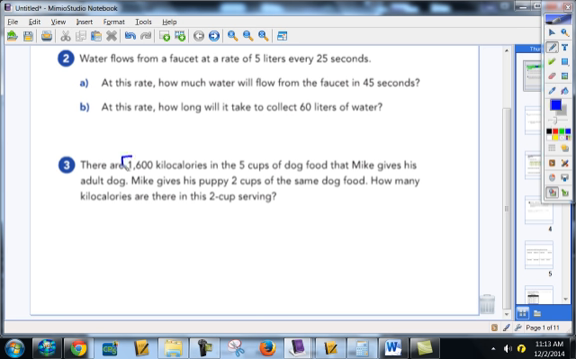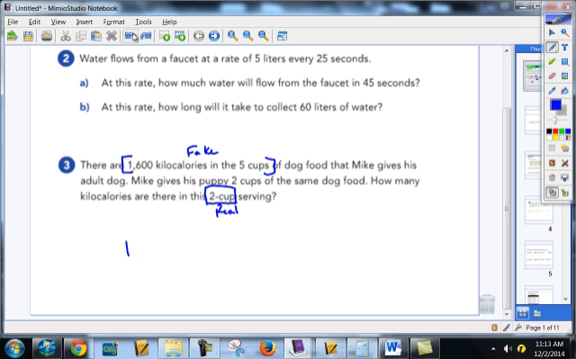There are 1,600 kilocalories in the 5 cups of dog food that Mike gives his adult dog. Mike gives him 2 cups of the same dog food. How many kilocalories are there in the 2-cup serving? So again, we are given there's our real information right there. I'll put a box around real. There's real, there's fake. Okay, so I have 1,600.